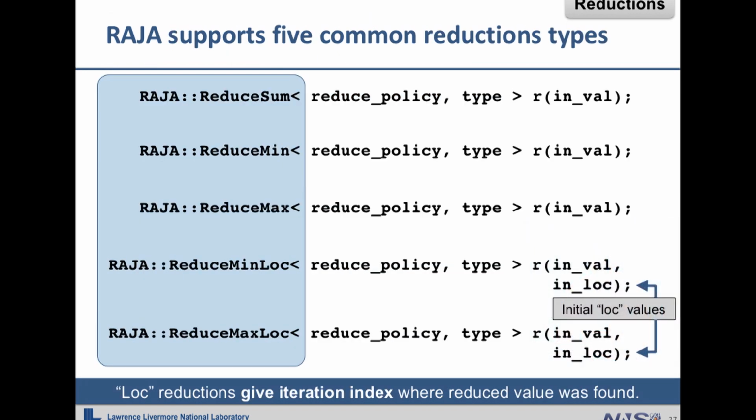The 5 different reduction types that we support are the 5 most common that we've seen in our applications. So that's sum, min and max, and then there's min-loc and max-loc, which also give you the index where that value was found.